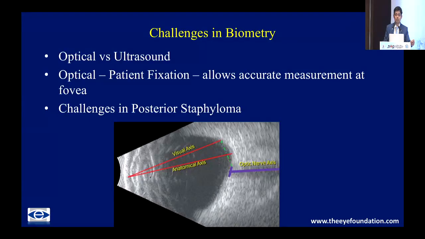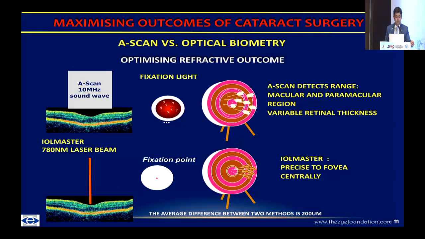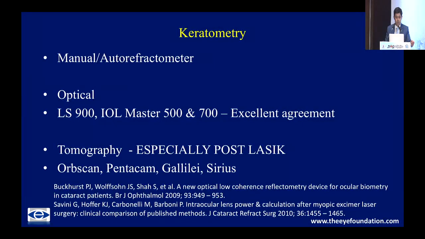However, there are some situations where there may be some limitations, especially when you have a highly myopic eye, where the visual axis and the anatomical axis may not match, because in a staphylomatous eye, the anatomical axis is a little more posterior than the visual axis, and this may be a little bit of a challenge. Whereas with optical, because we are depending on patient fixation, it still gives us accurate measurement at the fovea. And this is one of the main advantages that why you would probably want to move into an optical biometer.